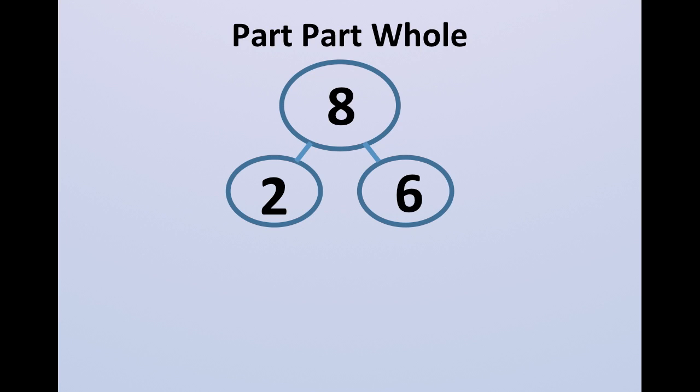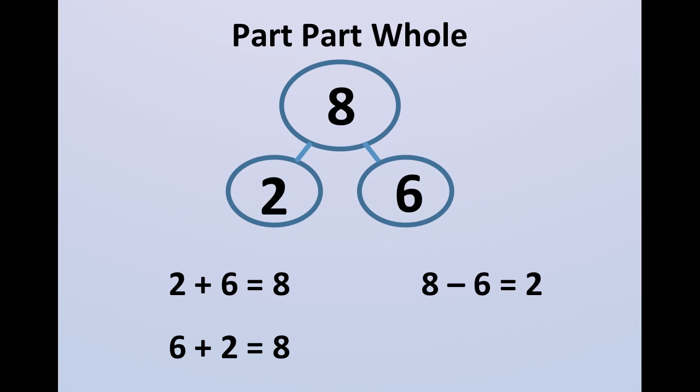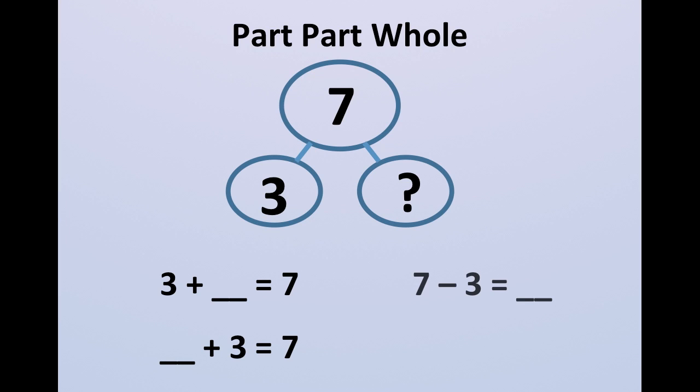Using the number bond, students can think of 4 number sentences. 2 plus 6 equals 8. 6 plus 2 equals 8. Those are the part plus part equals whole number sentences. And 8 minus 6 equals 2. And 8 minus 2 equals 6. Those are the whole minus part equals part number sentences. This is useful when trying to solve a story problem. If the whole is 7 and you know one of the parts is 3, you can use a number sentence to help you solve.